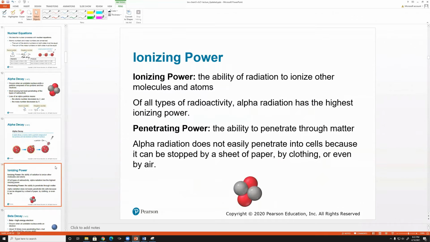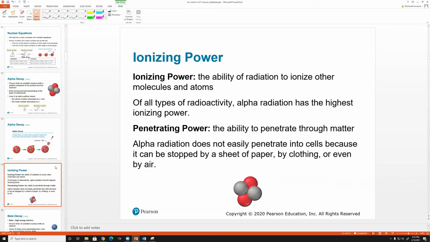Okay, there's two other phenomena that we can talk about with these different types of decays. And the first is ionizing power. Now, what ionizing power is, it's the power of a radioactive particle to ionize other types of molecules. And we also want to talk about penetrating power. Now, penetrating power has to do with how lethal is the type of radiation emitted, meaning how many layers of clothing can it go through, or how many cinder blocks can it go through.